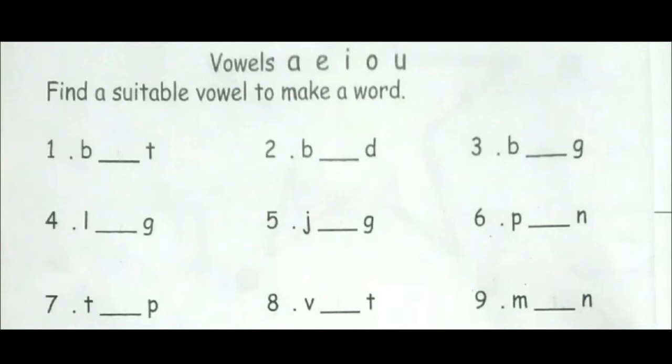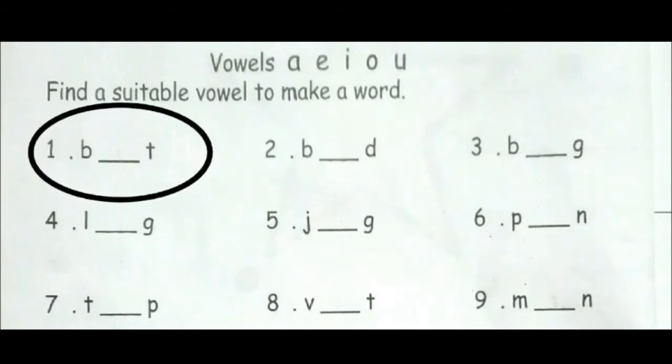For example, on number 1 we have B dash T. We have to write a vowel and make a word that has a meaning. For example, if we write A here, it will make B-A-T, bat. And yes, bat is a word, so A is the correct vowel here. But we can also write E here, B-E-T, bet, because it is also a word. We can also write I here, B-I-T, bit, because bit is also a word. So now it's all up to you which vowel you would like to write here and make a word.